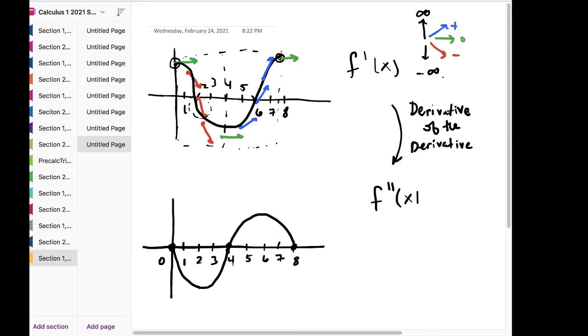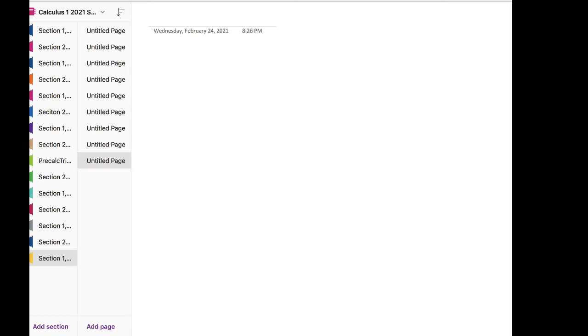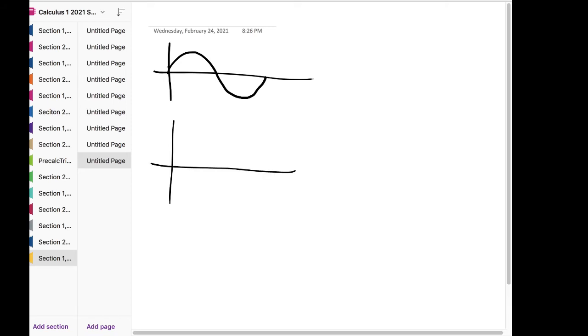Okay, so let's think about what this second derivative means. Well, let me sketch each function now. Here's sine, or our first function. Here is cosine, our second function. And then this one was negative sine, our third one, our second derivative.